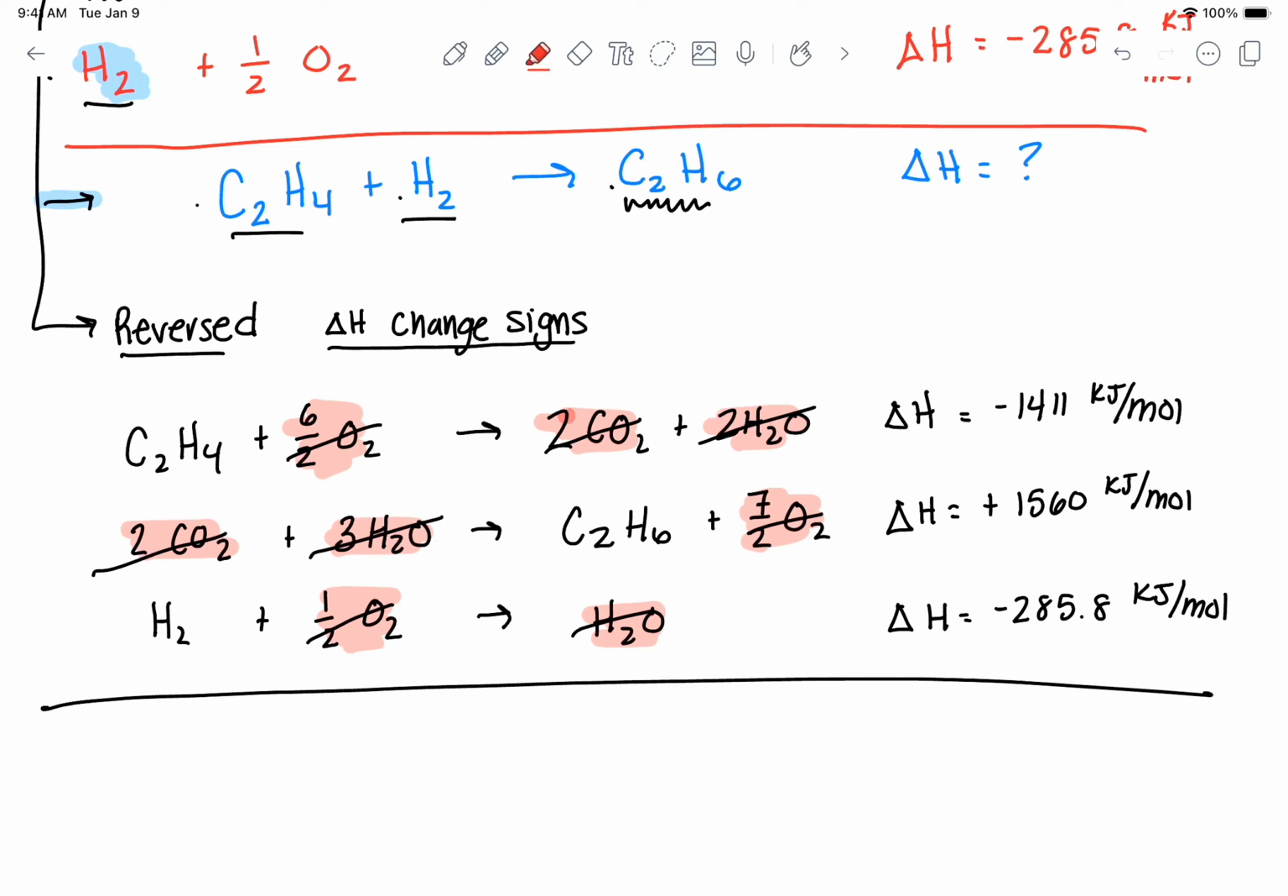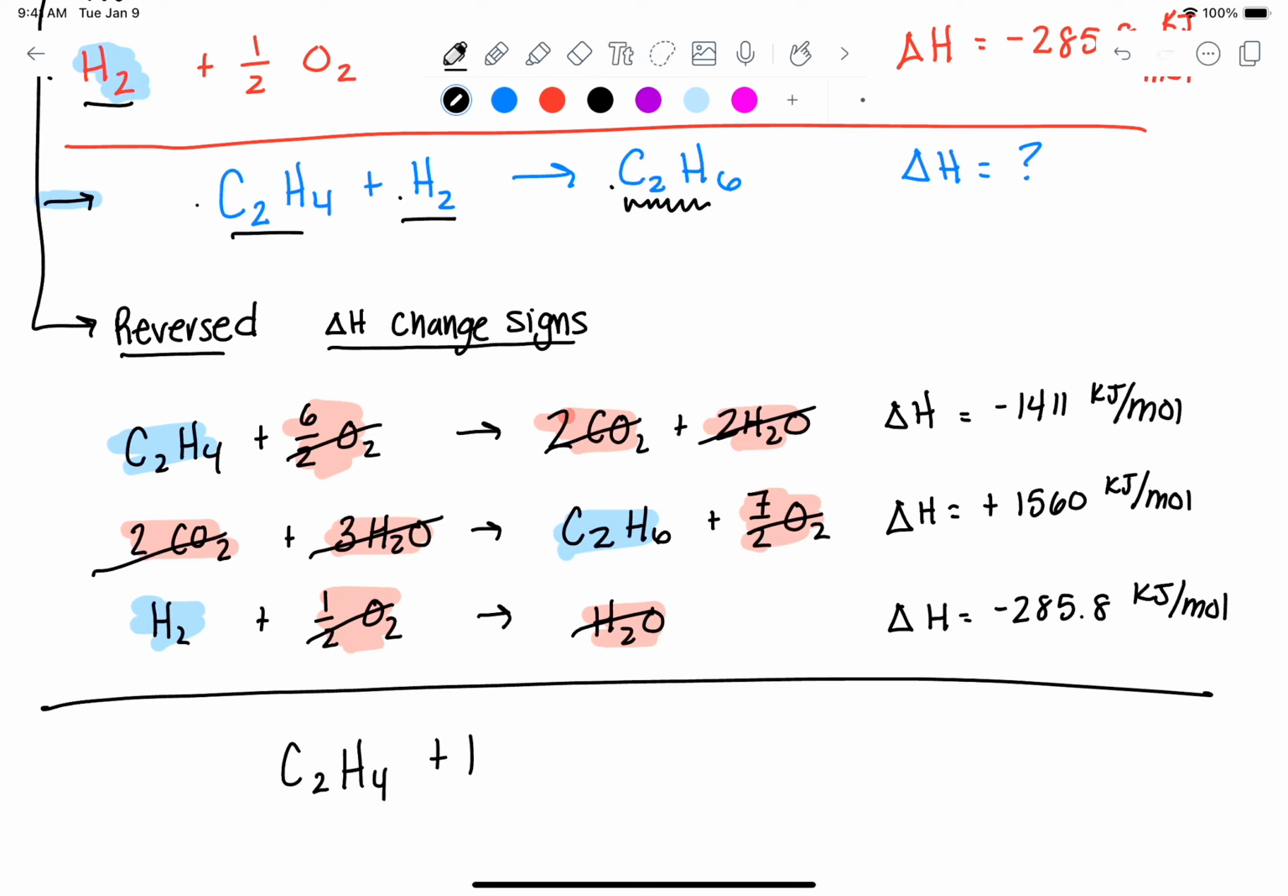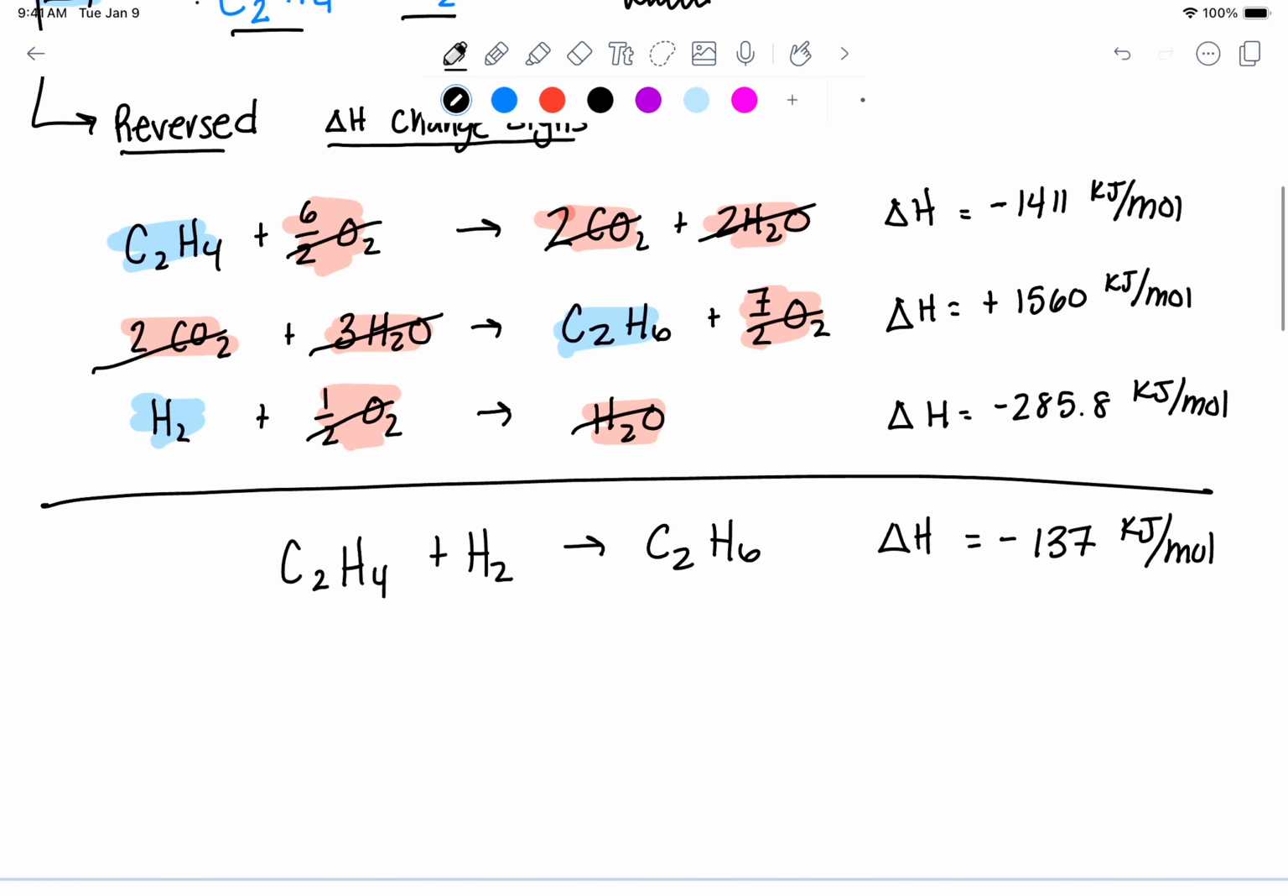So we are then left with C2H4, H2, and C2H6 in the correct spots. So we're left with C2H4 plus H2 goes to C2H6, okay? And then we take our delta H's and we're going to add down, okay, making sure we mind our signs appropriately, which is going to give us a delta H of negative 137 kilojoules per mole. So that's our final answer for this problem.